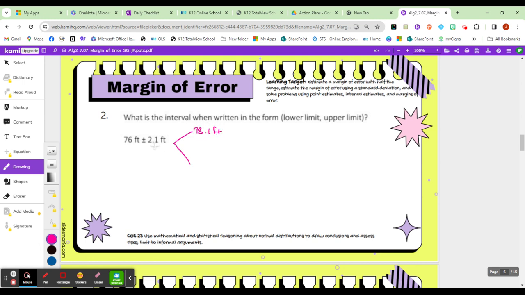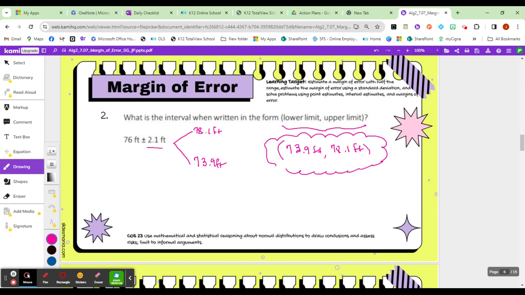And then to get the lower limit, we subtract 76 minus the 2.1. That's going to give us 73.9 feet. Then we follow this format: parentheses, lower limit, so 73.9 feet, comma, upper limit, 78.1 feet. That's the answer they want there. We didn't have to find our margin of error; they actually gave us the margin of error in the problem. We just had to use it to find the upper and lower limit. So add to find the upper limit, subtract to find the lower limit.